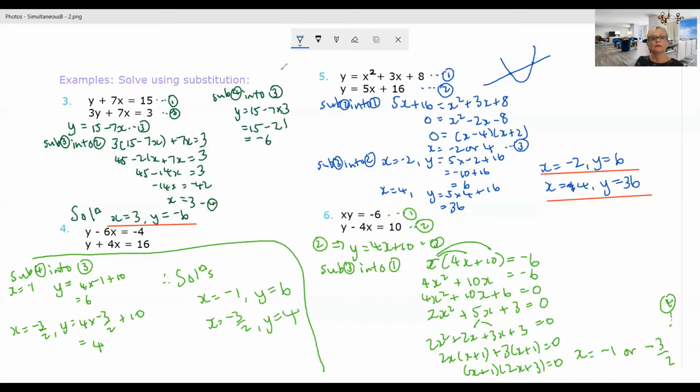And we can check that they work, particularly in the equation that we haven't just used to find our second unknown. So if we just check that they work in the first equation, is x times y equal to negative 6? Well, negative 1 times 6, yes, that is negative 6. Is negative 3 on 2 times 4 negative 6? Well, negative 3 on 2 times 4 on 1, that goes in twice. So yes, it does work. So they both work, so we're all good there.